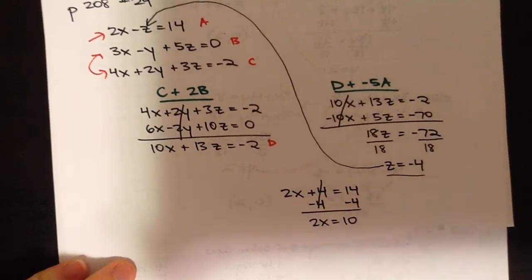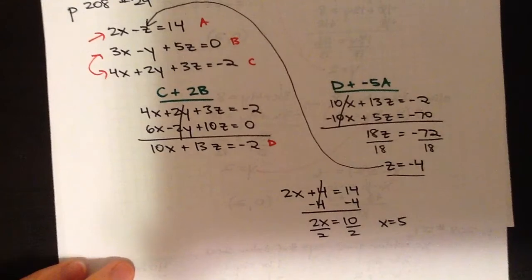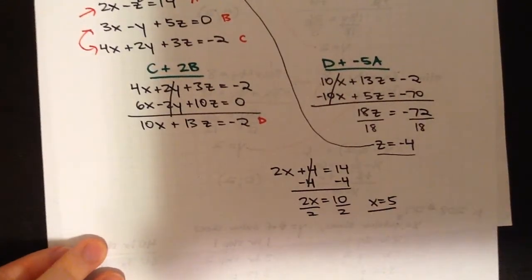We get 2x equals 10. Divide both sides by 2, we'll get x equals 5. So there are 2 of our 3 answers. So now we just need to get y.